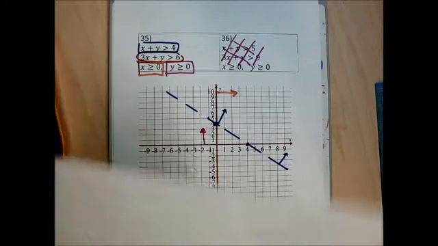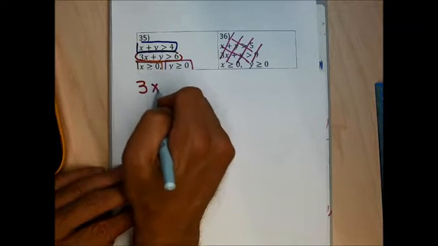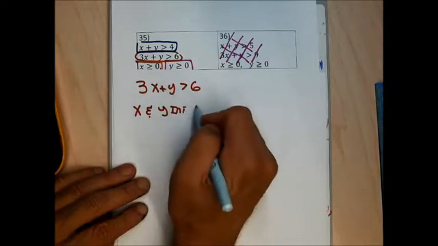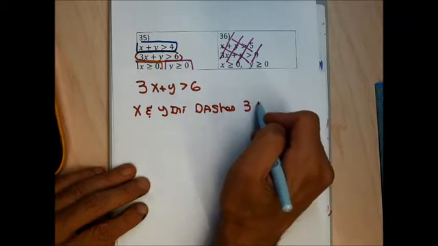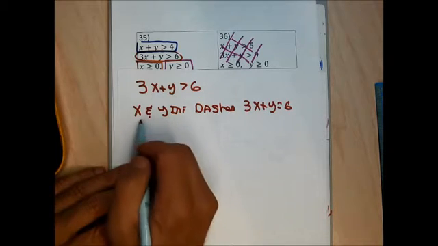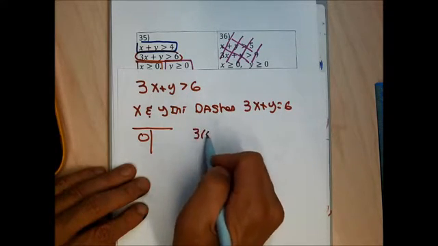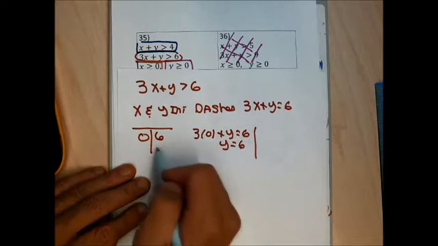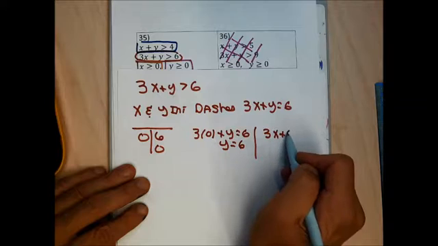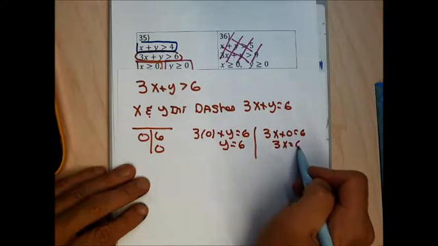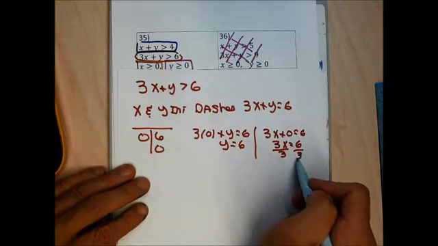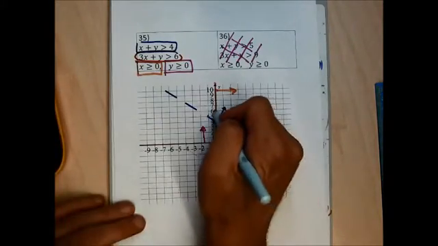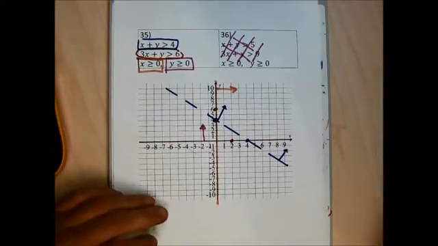So for the 3x plus y is greater than 6, I'm going to find the x and the y-intercept, make a dashed line for 3x plus y equal to 6. So I'm going to plug in 0 for x and get 3 times 0 plus y equal to 6. That reduces to y equal to 6. Plug 0 in for y and get 3x plus 0 equal to 6. That gives me 3x equal to 6. Divide by 3, divide by 3, that gives me x equal to 2. So I'm going to plot 0, 6, and 2, 0. So there's 0, 6, there's 2, 0. Connect them with another dashed line.